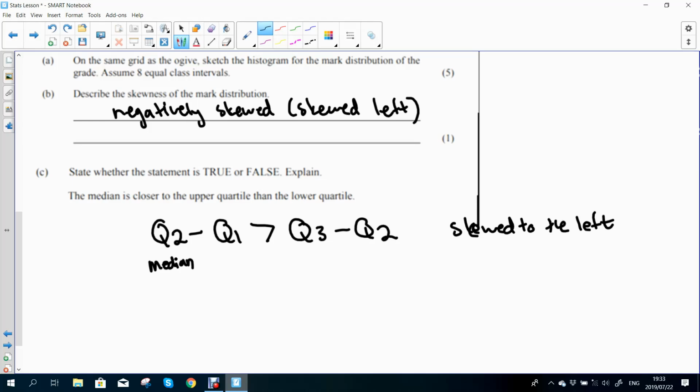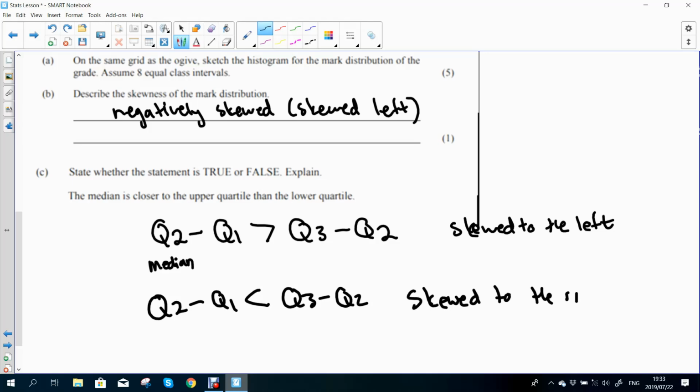Then if you have your median minus your quartile 1, if that difference is smaller than quartile 3 minus quartile 2, then you are skewed to the right. So what they're saying, we know that it's negatively skewed, so which one of these should work? It should be this one. Okay, this one should be the correct one because this one is negatively skewed.